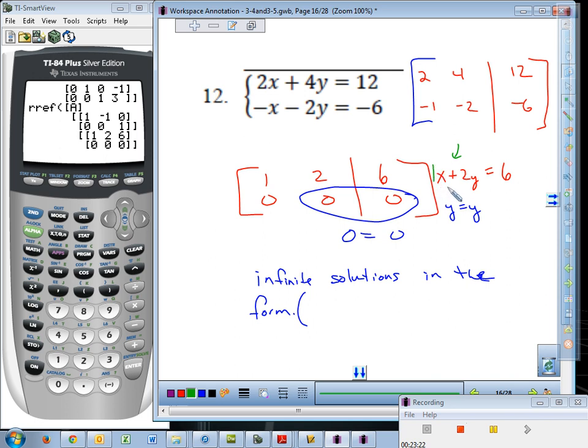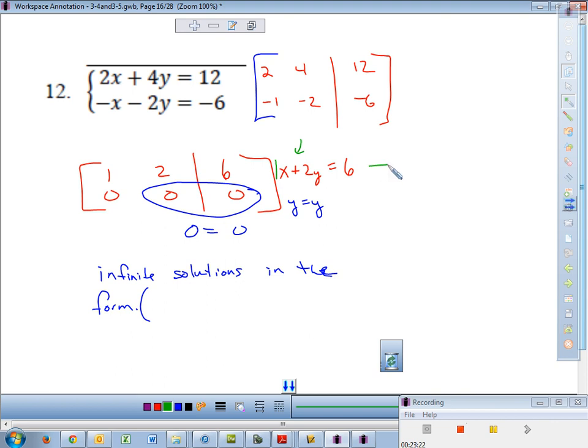So let me make this bigger so we can see what we're doing. Wouldn't that imply that x would equal negative 2y plus 6? Isn't that really what x equals right there? So, our infinite solutions guy, we could do this. Y is y, and x is negative 2y plus 6.